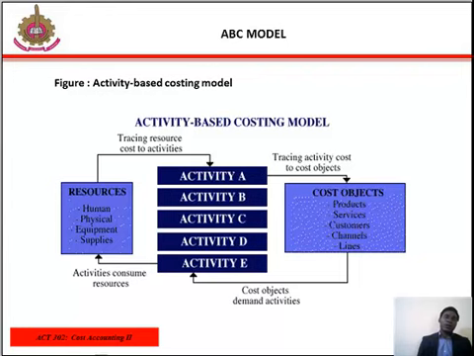We have a model for ABC, and the model is really explaining the activities of ABC. We have the tracing of resource costs to activities. We are talking about tracing activity costs to cost objectives, where we have the resources: human, physical equipment, supplies. From that tracing we get to the activities consuming resources, which you can talk about as cost objectives demanding activities. Some of the parameters that we can measure from that cost objective are products, services, customers, channels, and users.